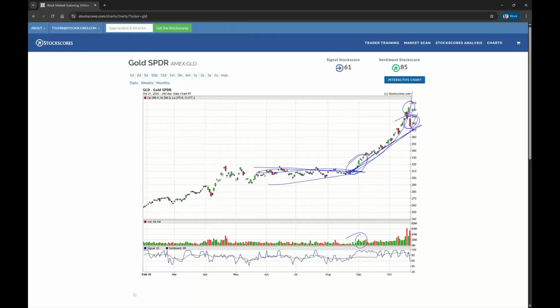And if that's the case, then we're probably just going to go sideways here for a while. But if we break this linear trend line in the weeks ahead and start to go down through that, I would be a little more concerned about it. So my feeling is it's probably a good time to be out of gold and silver. Let it settle in. You can always buy it back later.